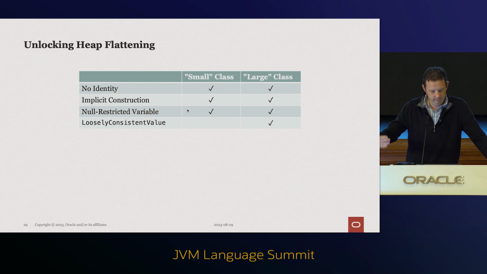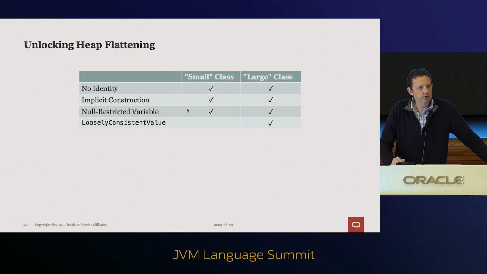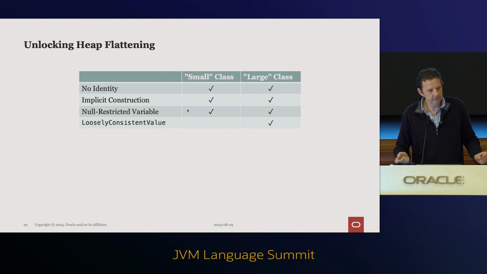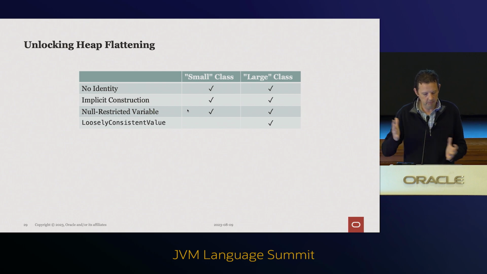So to illustrate what I need to do to get effective flattening, and this is as of what we've implemented right now. Future optimizations may be more ambitious. We may be able to handle nulls in an effective way. But for now, first of all, for a small class or a large class or many fields you have, you need to give up identity. Second, you need to give up implicit or offer implicit construction. And third, you need a null restricted variable at your use site. Do all those things, and you can expect flattening.